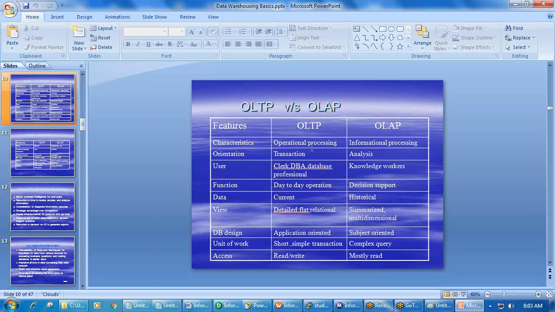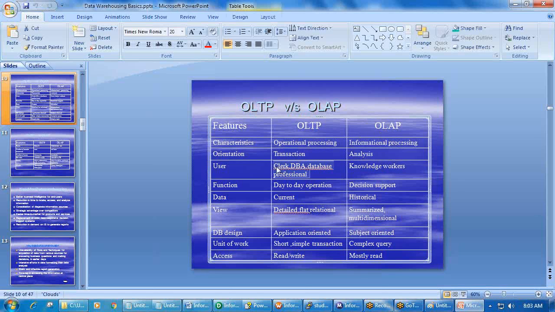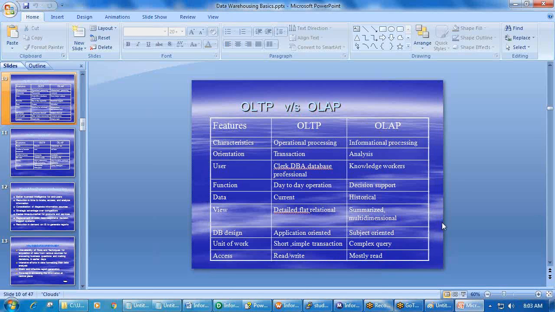When we take a look at the OLTP, it is actually used for day-to-day operational and transaction purposes, not for analysis purposes. When you look at the OLAP, it is more used for analysis purposes. Now, when we talk about the OLTP system, who is going to use that application?